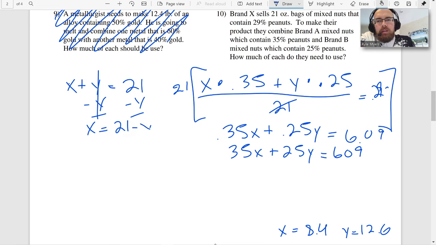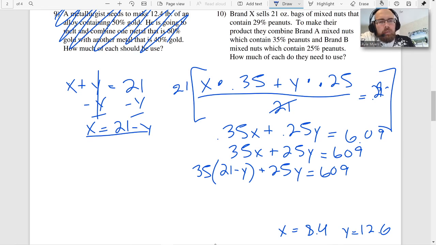So substitution method, I need to solve for a variable, x or y. Doesn't matter which one I solve for. I just decided to subtract y on both sides, so now I have x equals 21 minus y. And then what I do with that is I plug that into this equation. So 35 times x, which is now 21 minus y because of this equation, plus 25y equals 609.